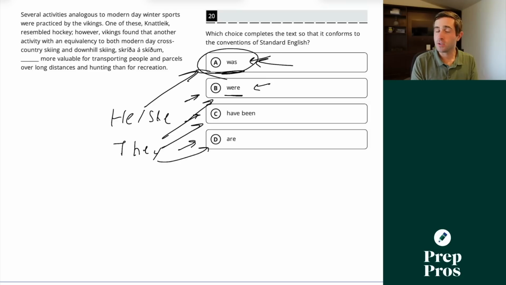If we wanted to do this a lot more technically, which I don't recommend because a lot of students make mistakes with this, you need to remove your extra information in prepositional phrases to identify which portion of the sentence is your subject. So here, however, Vikings found that another activity with an equivalency to both modern day cross-country skiing and downhill skiing, that's all prepositional phrases, this is extra information, we would reread this. Vikings found that another activity was more valuable for transporting people and parcels over long distances and hunting than for recreation. That's the more technical way we could tell A is correct, but just make sure you're looking out for spotting the subject-verb agreement and using that odd one out trick.